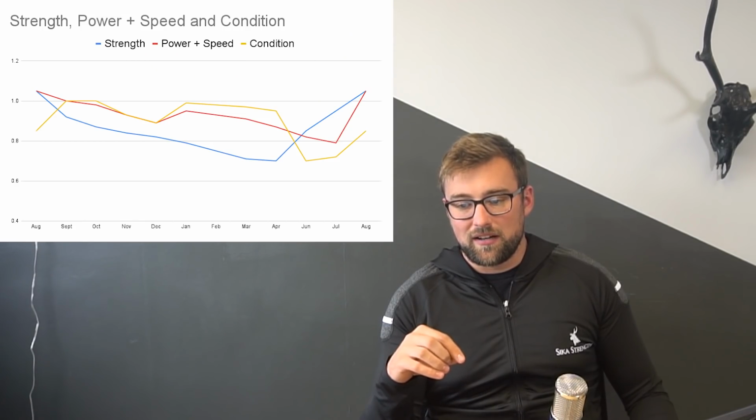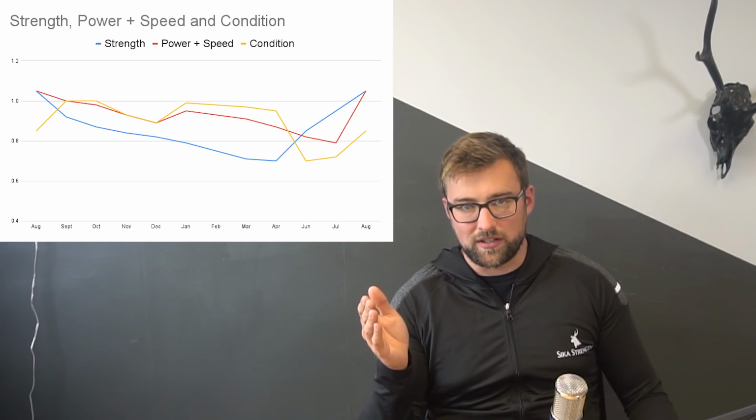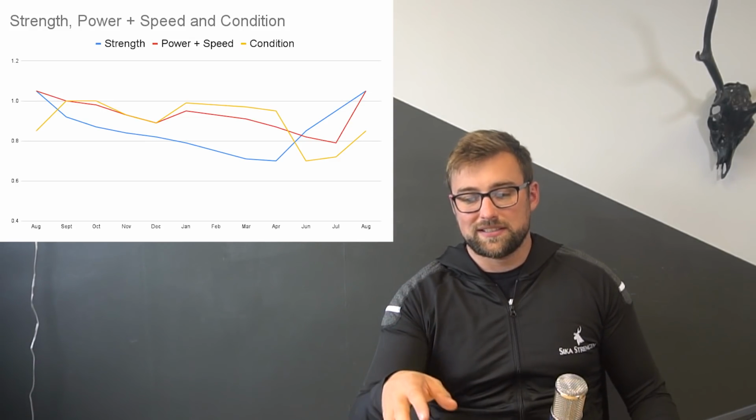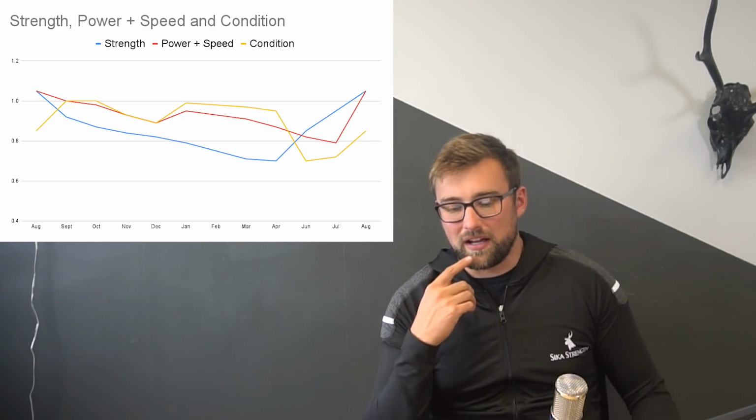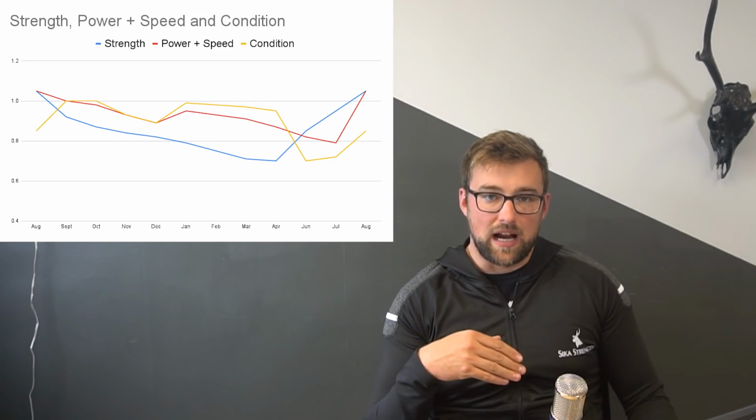So what you see at the start of the year is strength numbers are at their highest point and power and speed numbers are at their highest point. All this, you could just take it as a percentage grade on the left-hand side. What you do have, though, is quite low conditioning at the start of August.